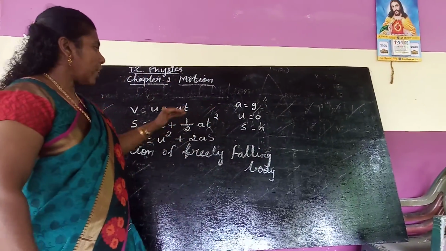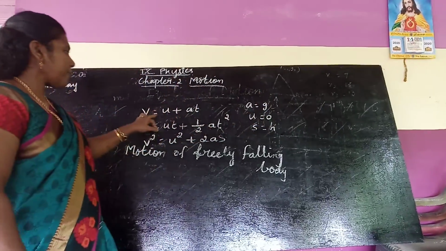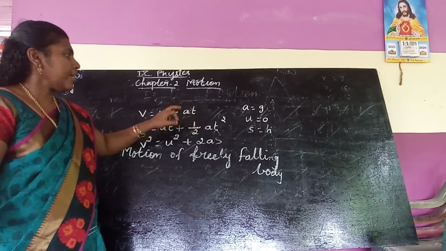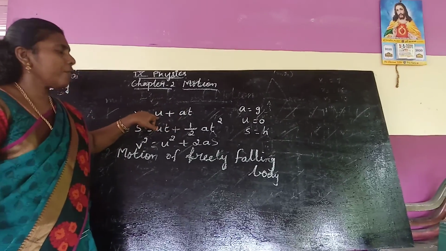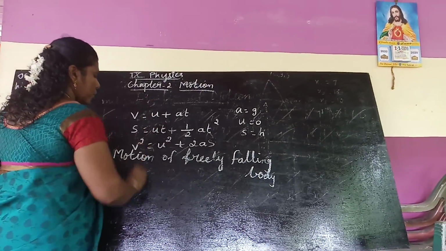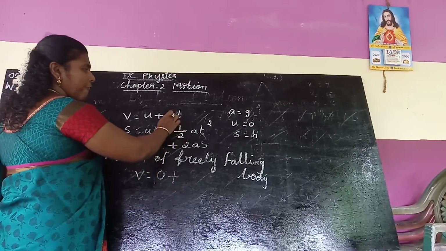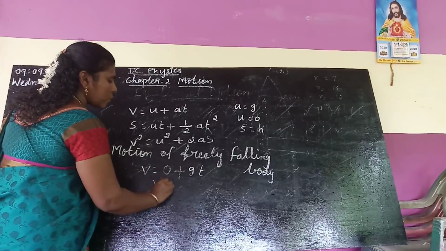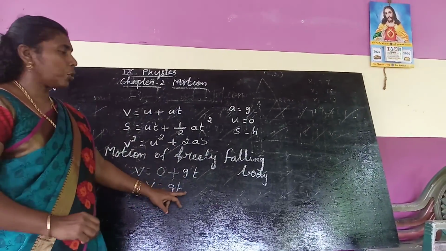Now we are changing these equations by substituting these values. Listen, first equation, v equal to u plus at. Instead of a, what do you have to write? g. Instead of u, we substitute 0. So the equation becomes v equal to 0 plus g t. First equation changes to v equal to gt.